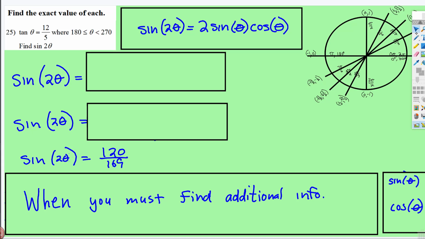Okay, now we're going to tackle double angle identities. And you know that that's what you're tackling because it tells you right here. So it might not tell you here, but it tells you right here that you're looking for the double angle sine, the double angle of sine. It also tells you which quadrant, so between 180 degrees and 270 degrees.